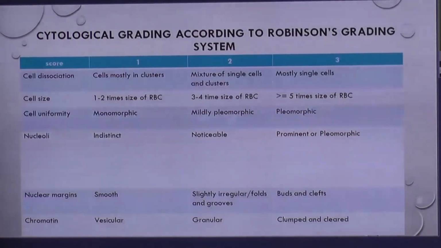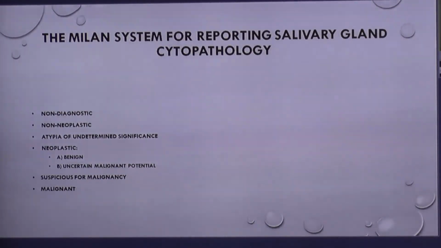This is the Robinson's grading system. I'm not going into the detail of that. The scores are given 1, 2, 3 and different cell dissociation, cell size, cell uniformity, nucleoli. All these headings are there according to the severity. The scoring increases and that's how overall scoring is done. This is the Milan system of reporting for salivary gland cytology. Here also the diagnostic categories like non-diagnostic, non-neoplastic, atypia of undetermined significance, neoplastic, suspicious for malignancy are the different categories.